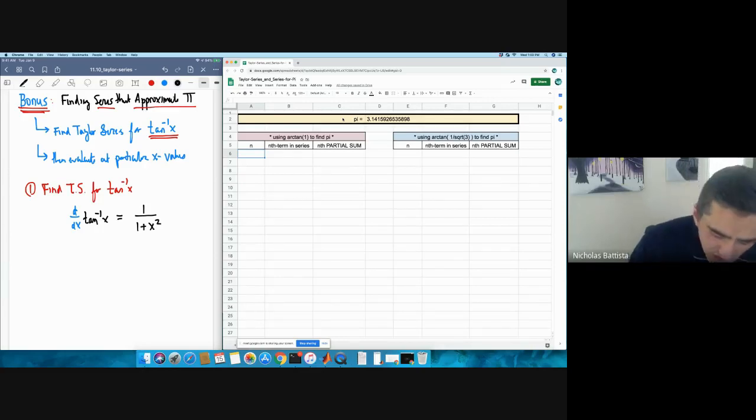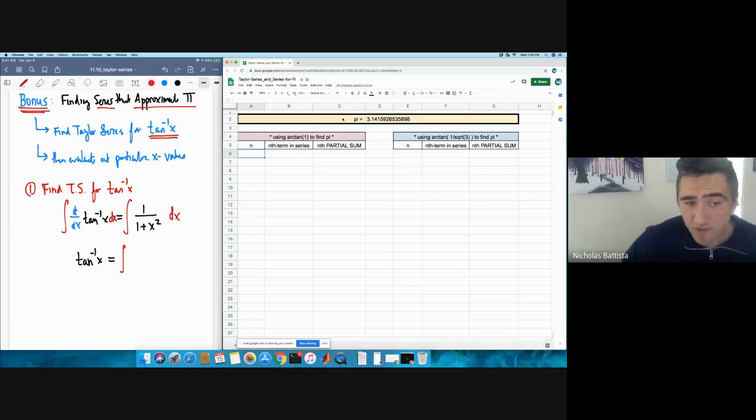So let's actually just go ahead and throw on some integrals. Because on the left-hand side, the integral of our derivative, by the fundamental theorem of calculus, is just going to give us back the original function. And on the right-hand side, well, we know how to write a power series or Taylor series for 1 over 1 plus x squared. So let's go ahead and do that.